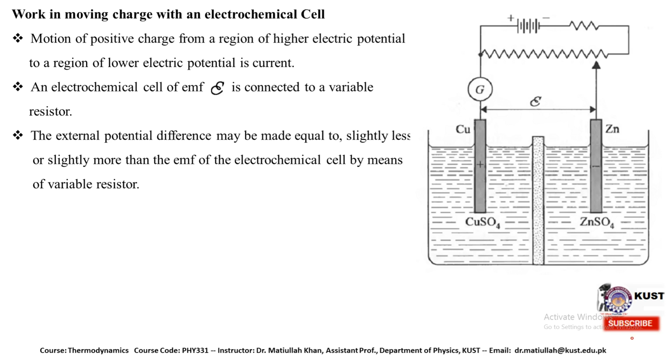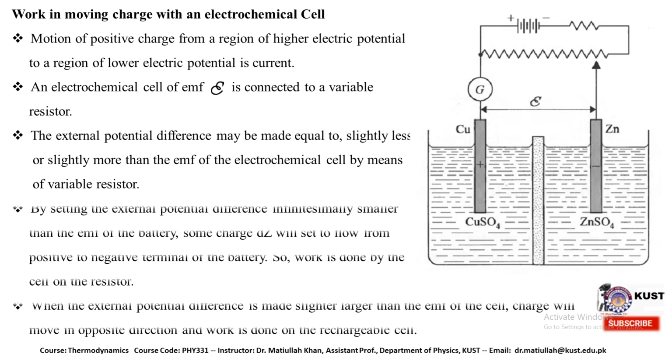The motion of positive charge from a region of high electric potential to a region of lower electric potential is actually called the conventional current, as it is normally defined. So the electrochemical cell is represented by an EMF that is connected to a variable resistor. The external potential difference may be made equal to, slightly less than, or slightly more than the EMF of the electrochemical cell by means of the variable resistance. When there is a difference between the electric potentials, current will flow through the conductors.